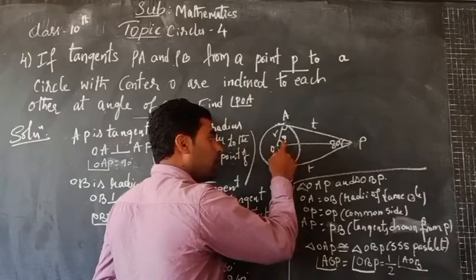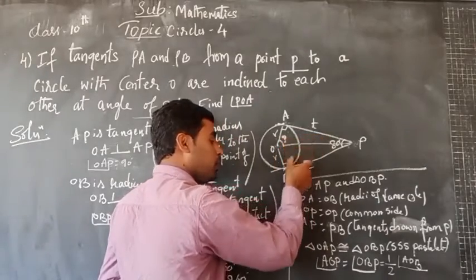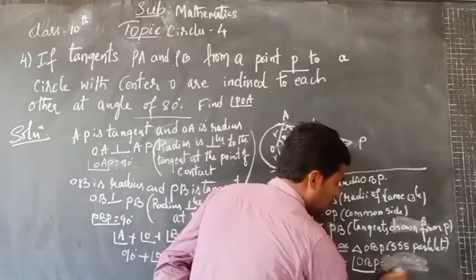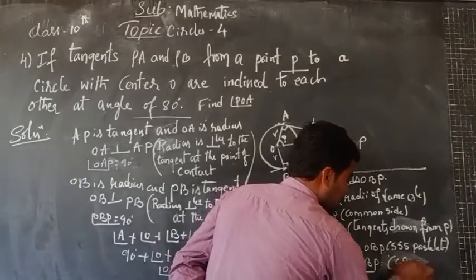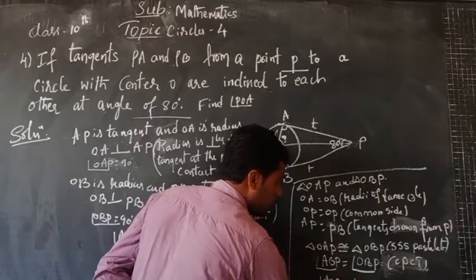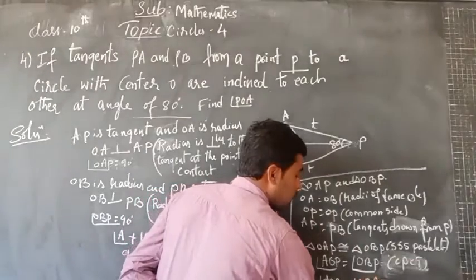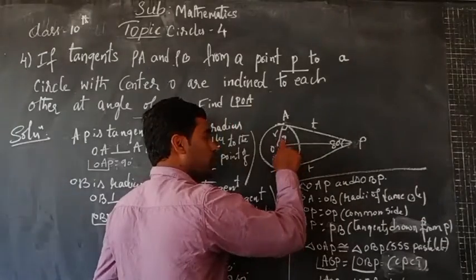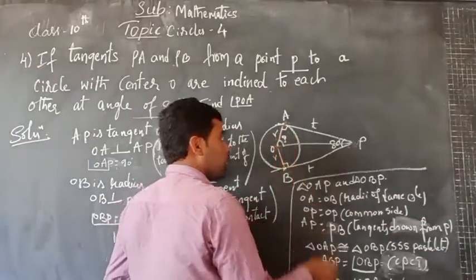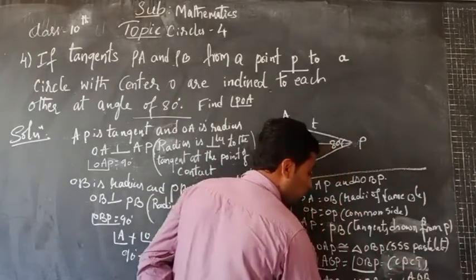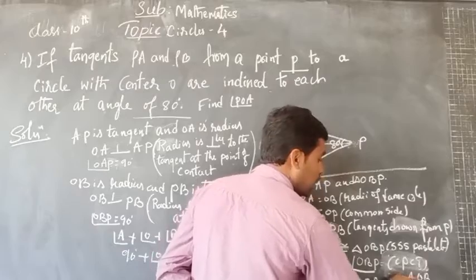Now this angle, which is equal to this angle, is a pair of corresponding parts of congruent triangles. If you want, you can write the reason here as CPCT. Therefore, angle AOP, which is equal to angle OBP, is what? Half of an angle. This angle is equal to this one. Therefore, it is half of angle AOB.